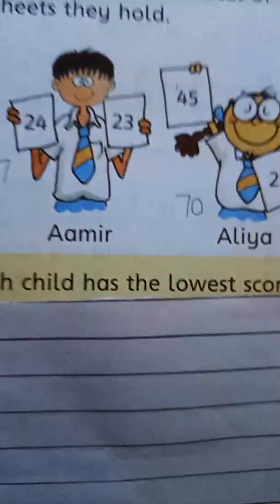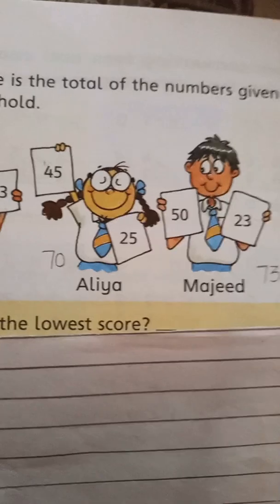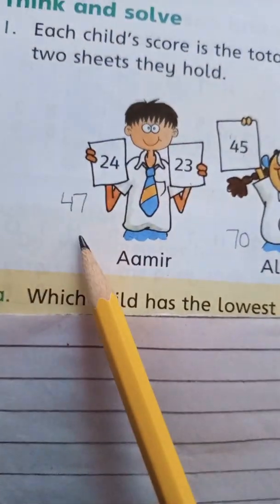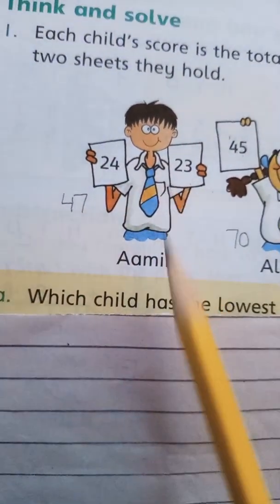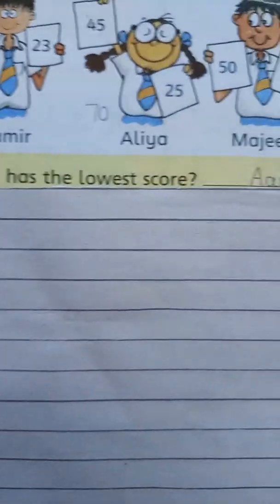Alia's score is 70, while Amir's score is 47. So which child has the lowest score? Tell me students. Which number is the lowest? 73, 70 or 47? Yes, 47. 47 is the lowest score. So Amir has the lowest score. Look students, here I have written the name of Amir because Amir has the lowest score.